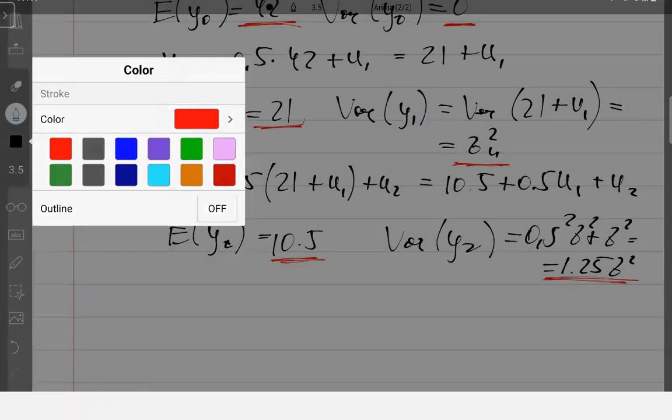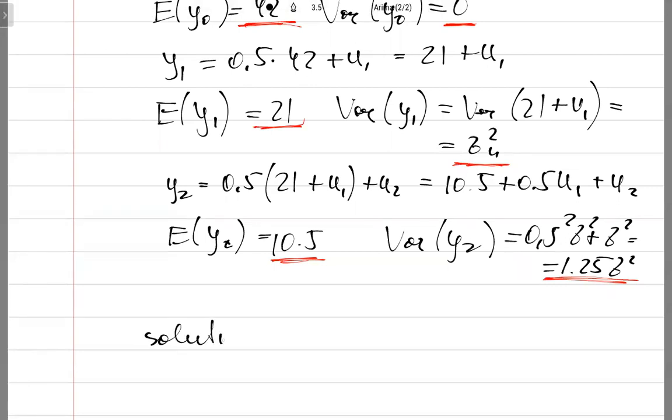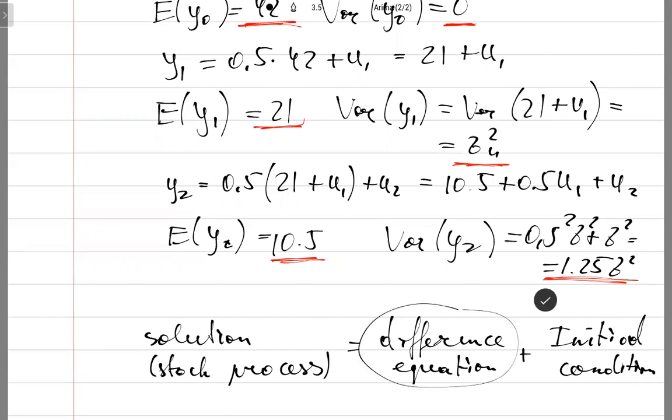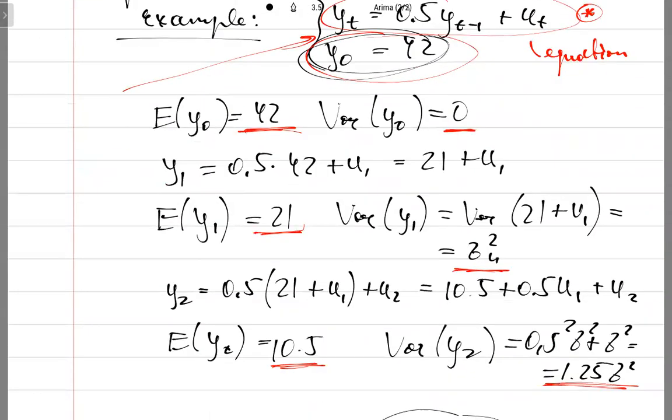So the main point that is often omitted in many books is that a solution or stochastic process is a difference equation plus an initial condition. And if you have only a difference equation, like in my question, a stochastic difference equation, then to the question of whether yt is stationary, the correct answer is that it's not a process yet. If I add one initial condition, we see that it's non-stationary.